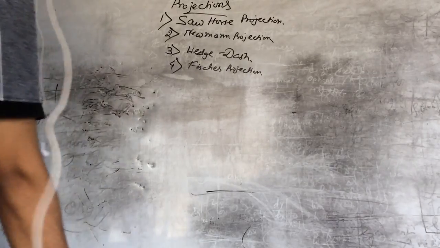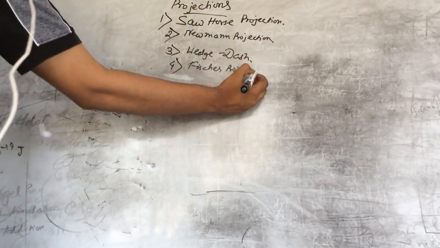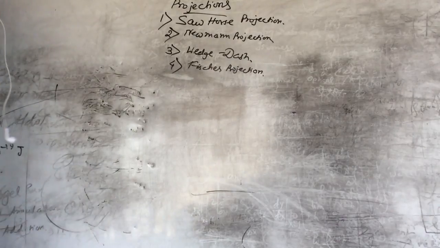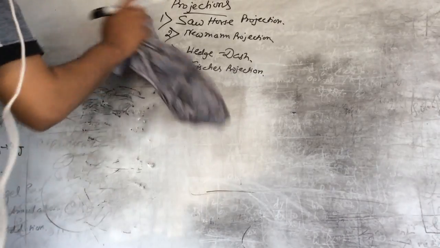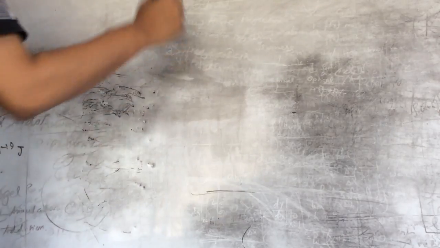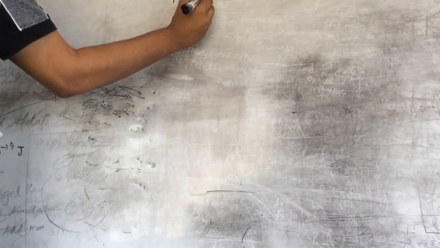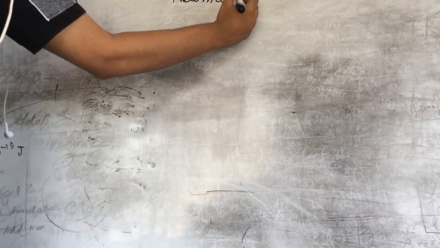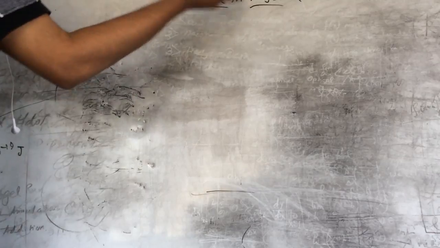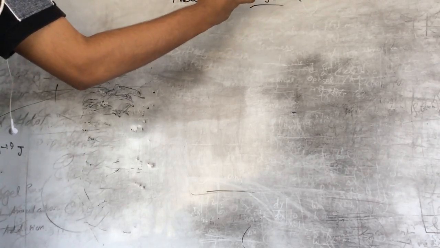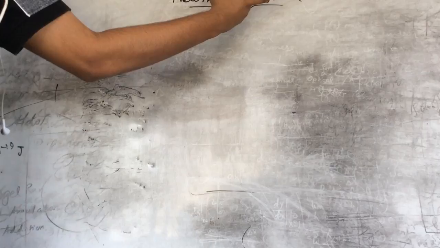For optical activity test, this Fischer projection is very necessary, and also this wedge dash. So let's go into the details of each type of projections. So let's start with the Newman projection. So in Newman projection, what you do is, suppose this is a molecule and this end has a carbon and this end has a carbon.